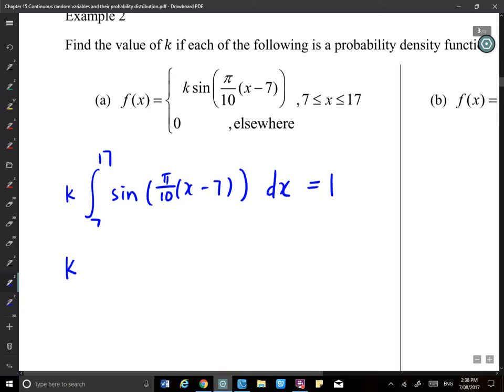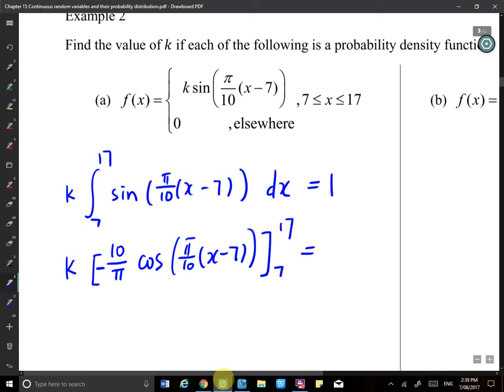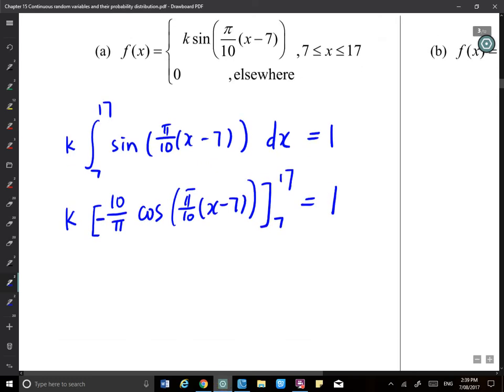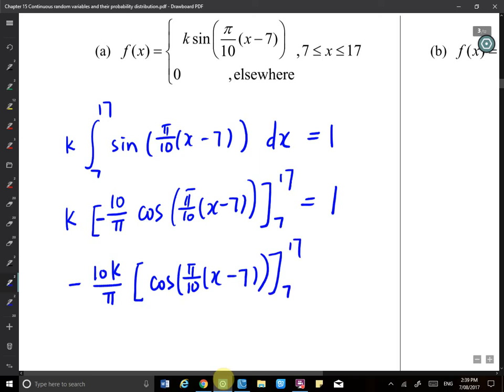So the integral for that will become negative 10 on pi cosine(pi over 10 x minus 7), from 7 to 17, and that equals to 1. That's minus 10k over pi, cosine that, from 7 to 17, and this is 1.